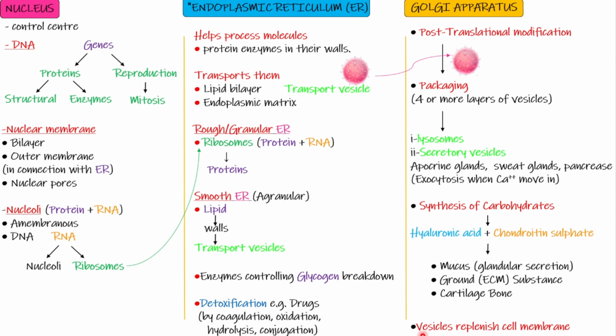Via its vesicles. So these are the functions of the nucleus, endoplasmic reticulum, and Golgi apparatus. Let's move forward. Now we have lysosomes, peroxisomes, and mitochondria in this slide. Lysosomes, extremely important. Lysosomes are formed by the Golgi apparatus. They are separated from the Golgi apparatus by budding off.